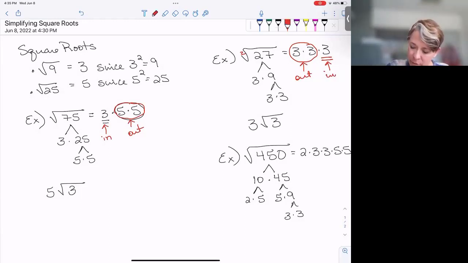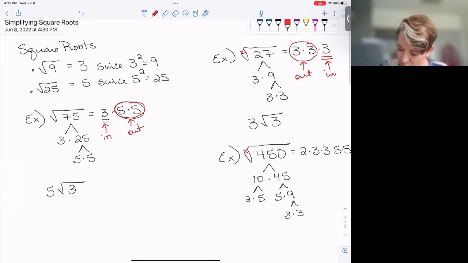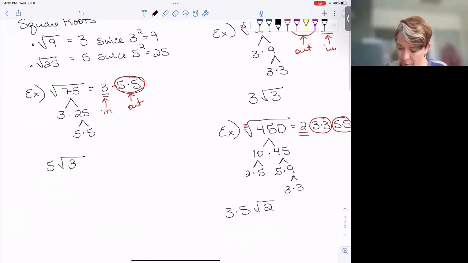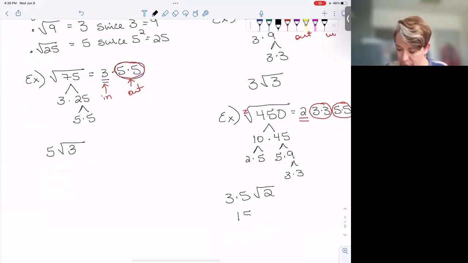And since this is an understood square root, we're looking for a pair. So this guy here is 3 squared. This guy here is 5 squared. So that means a 3 can come out and a 5 can come out, but we still have this 2. It's not part of a pair. So he has to stay in, which means we would have 15 square root of 2.